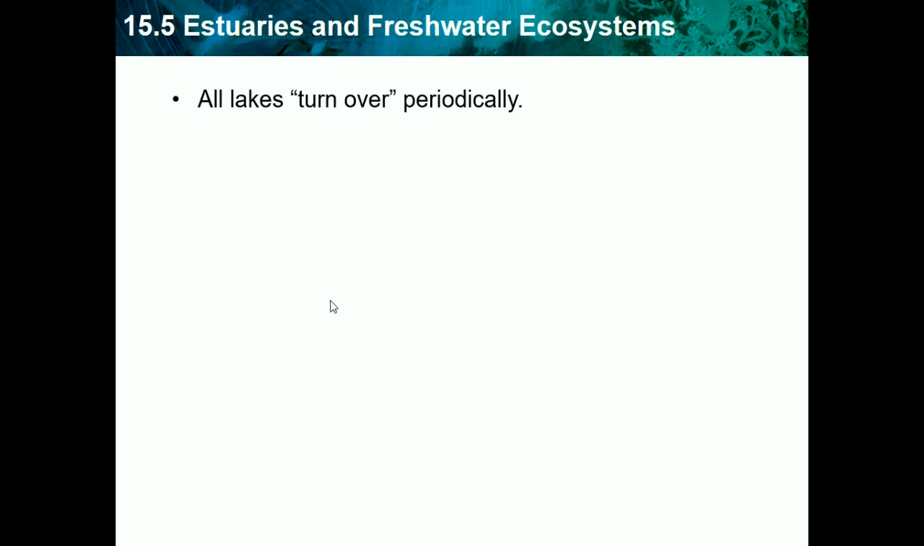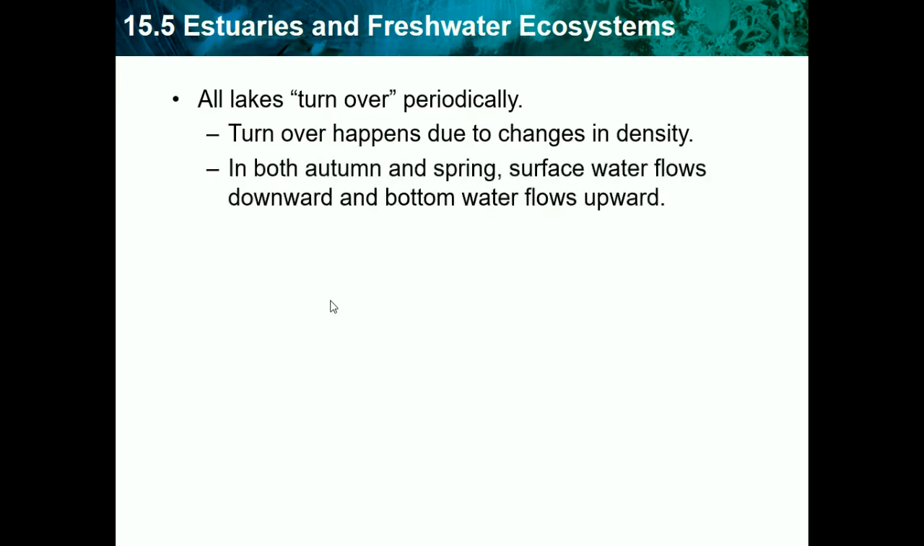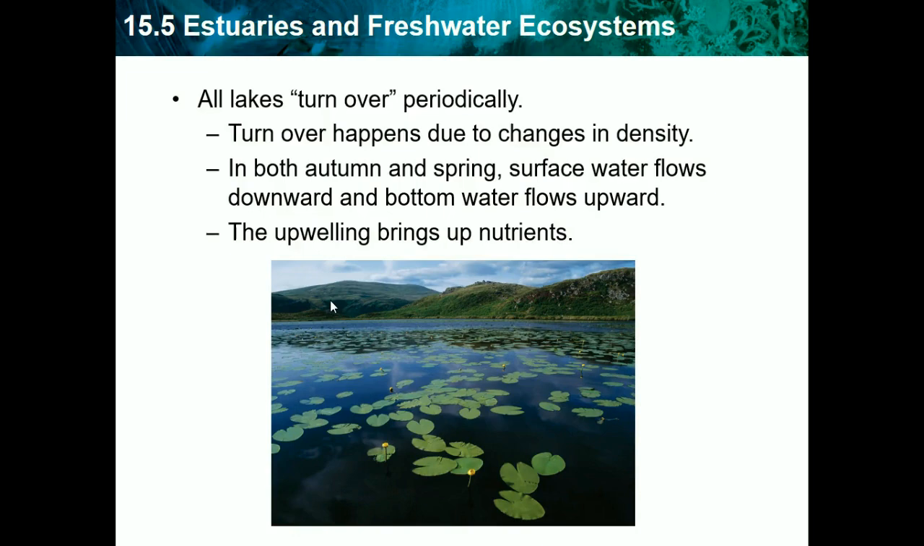All lakes turn over periodically. Turnover happens due to a change in density, and it's basically the water on the top goes to the bottom, and the water on the bottom goes to the top. In both autumn and spring, surface water flows downward and bottom water flows upward, so basically the water flips. And it kind of fixes the lake, I guess. The upwelling brings up nutrients, so all the nutrients from the bottom now spread out through the water.